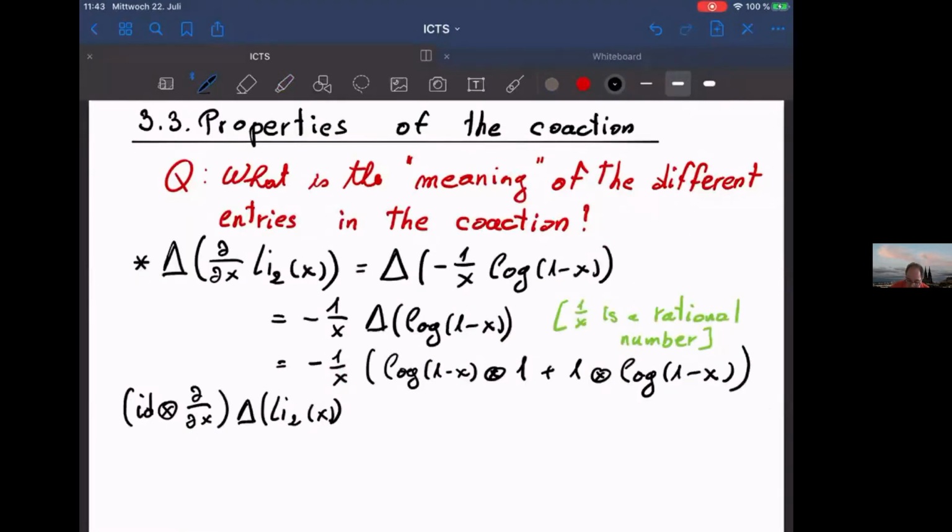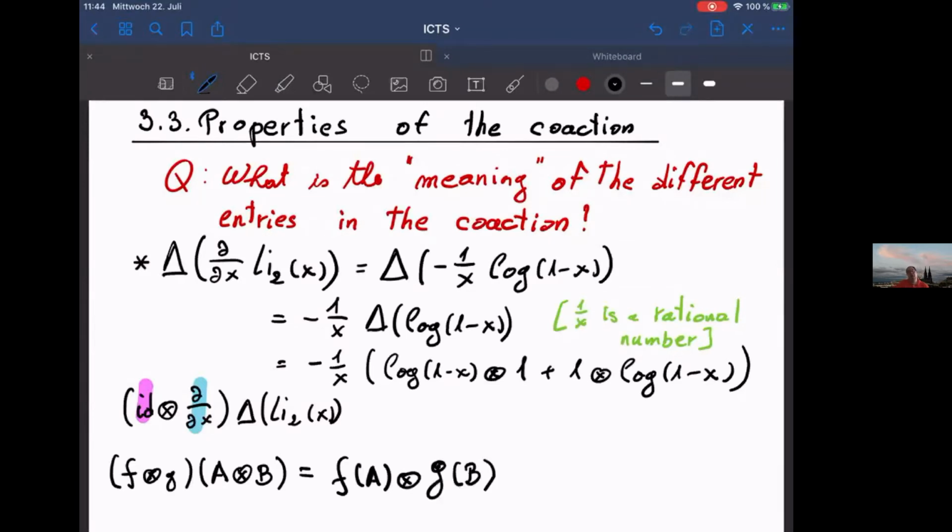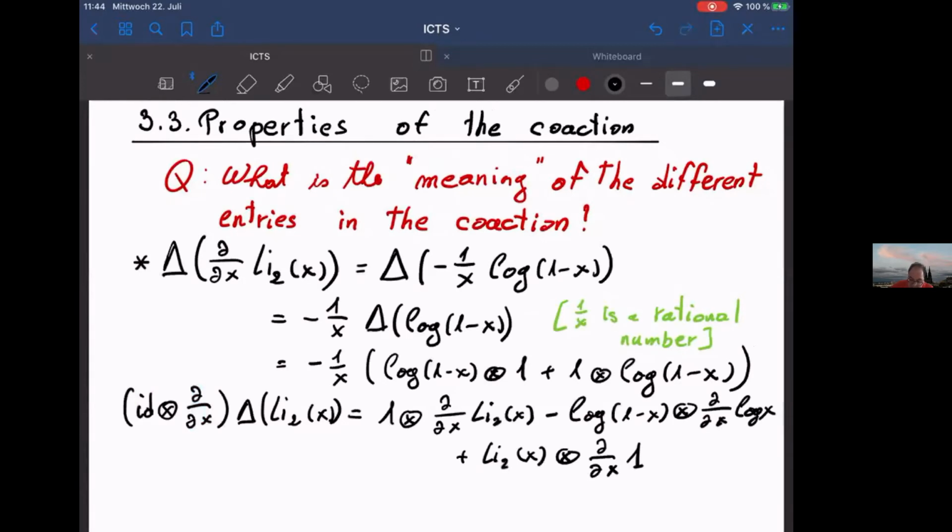So in other words, I could do the following. I now compute the coproduct of the dilogarithm, and then I do this weird notation here, which is just saying I act with the identity on the first entry, and I act with this derivative on the second entry. So let me maybe write it explicitly. When I have two functions f and g, and they act on a tensor b, what I mean by this is f of a times g of b. So it's a very natural thing to do. And so what this simply means is I just differentiate now in the second entry. So I'm just going to act with this derivative in the second entry, and only in the second.